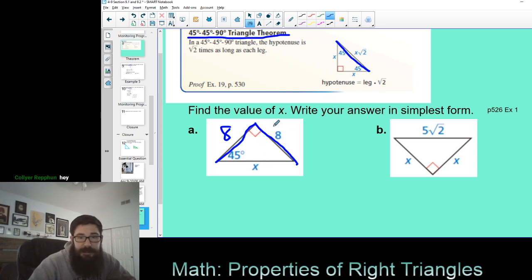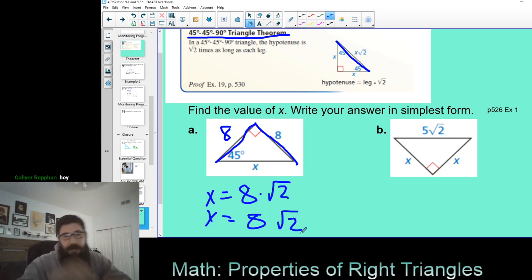Go back to our formula. It's whatever my leg is, which is going to be 8, and then I'm going to multiply it by square root of 2. That's it. That's your answer. 8 square root 2 is how big this is. You can figure out a decimal value if you really wanted. You could do 8 times the square root of 2. I'm going to be okay if you just say 8 square root 2.